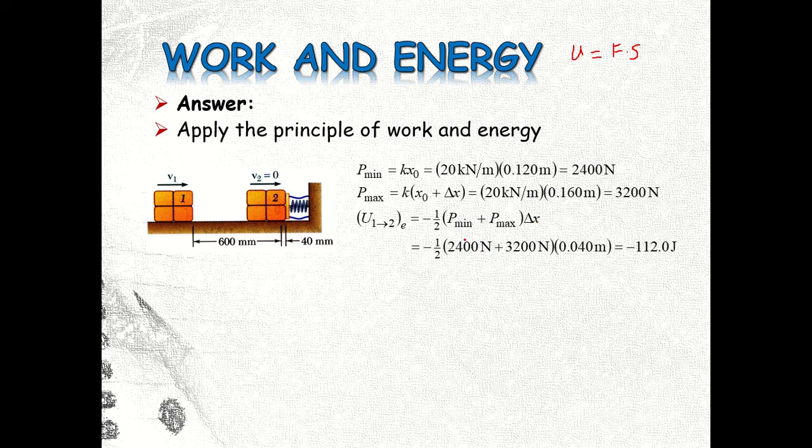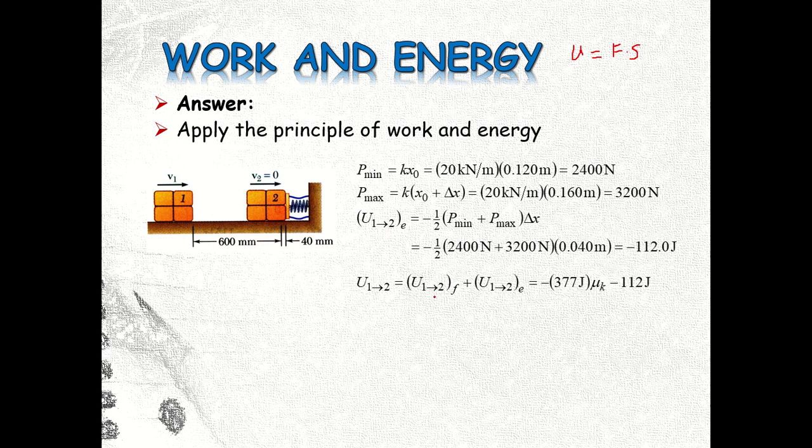So in this case, we have 1 half, this is the minimum, and this is the maximum force, then multiplied by delta X. Delta X is the displacement here, which gives us negative 112 joules. So the work from 1 to 2 is just the sum of the two works: the work 1 to 2 shown in the previous slides, plus this one.